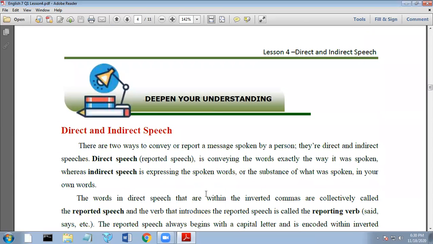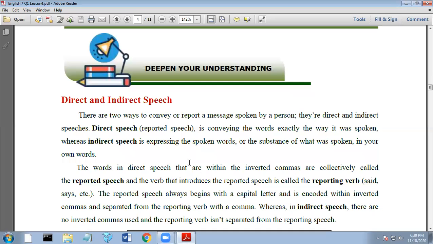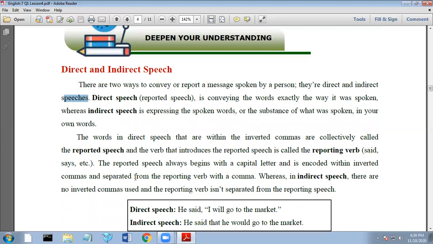So let's move directly to the discussion of the lesson. Direct and indirect speech. There are two ways to convey or report a message spoken by a person. They are direct and indirect speeches. Direct speech or reported speech is conveying the words exactly the way it was spoken, whereas indirect speech is expressing the spoken words or the substance of what was spoken in your own words.